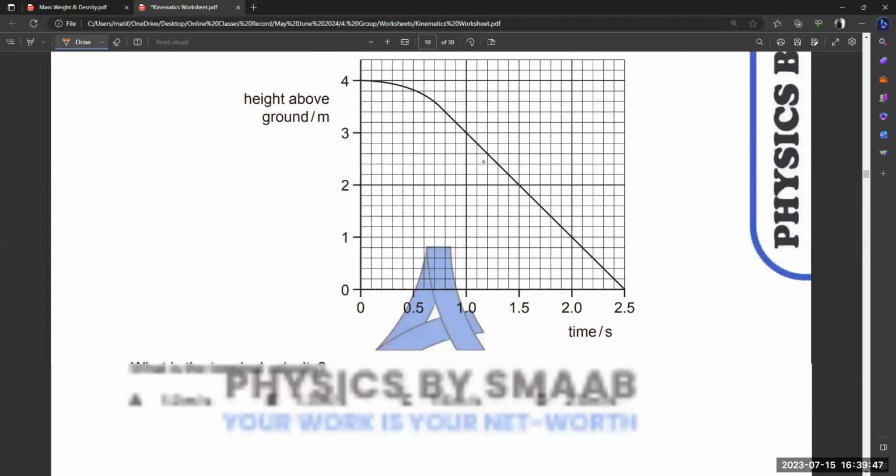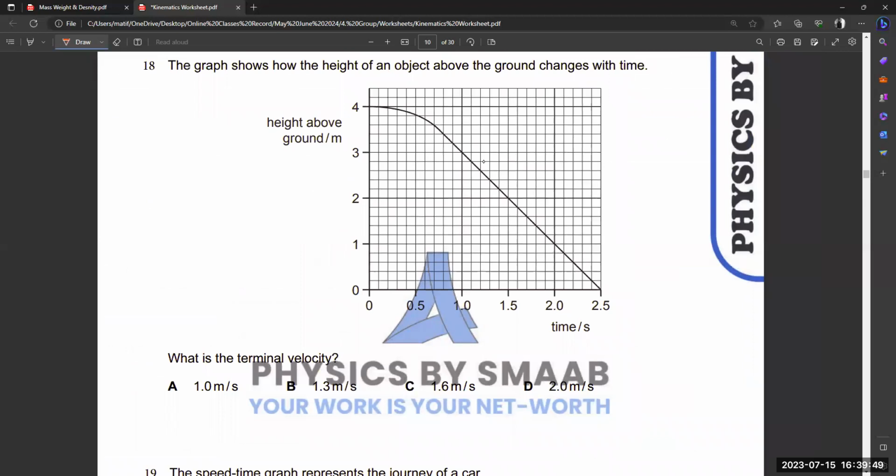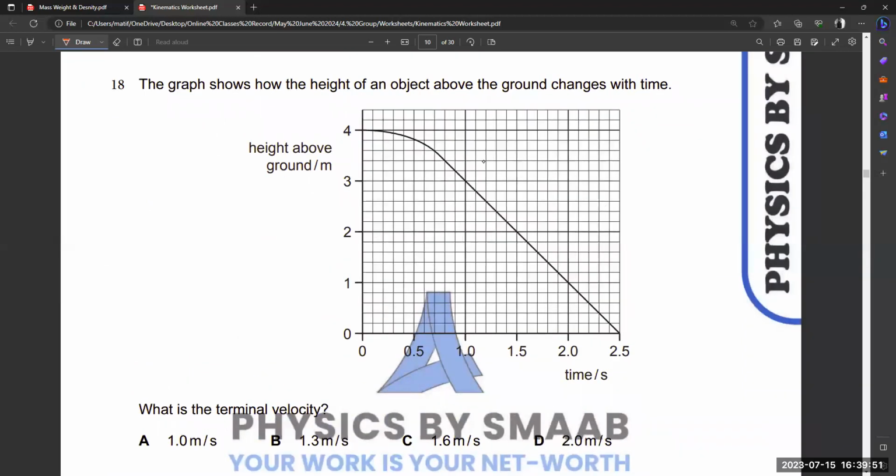From next class, we will also try to solve a tail question. Okay, this is a numerical one. The graph shows how the height of an object above the ground changes with time. What is the terminal velocity? You need to find the terminal velocity from the graph, but this time we have a distance-time graph. This is height above the ground and this is time.